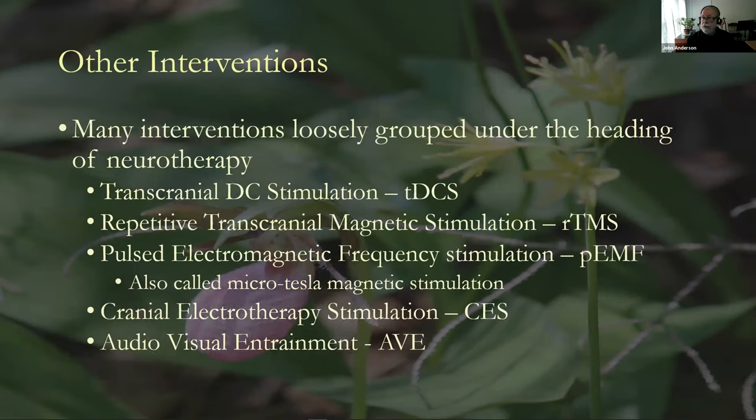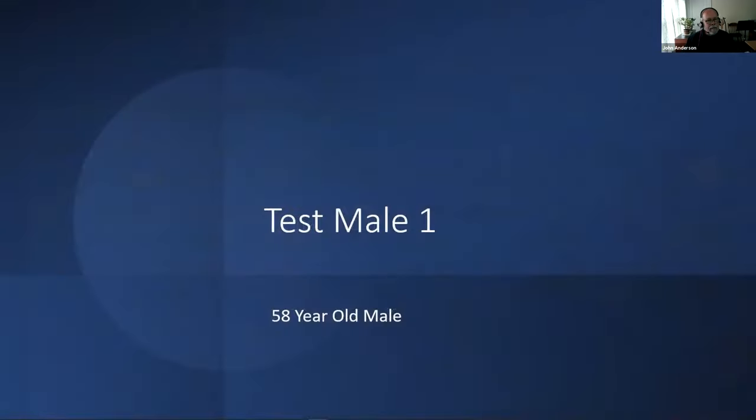So there are other interventions that are loosely associated with neurofeedback, but they're not neurofeedback because they are inputs. And remember, neurofeedback is not an input, it's a training process. But these other interventions fall under the loose heading of neurotherapy and include transcranial DC stimulation, rTMS, pulsed electromagnetic frequency stimulation, cranial electrotherapy stimulation, audiovisual entrainment, all perfectly fine, but not neurofeedback because they don't provide feedback to the individual. They are inputs trying to change the individual from the outside in. And neurofeedback doesn't do that.